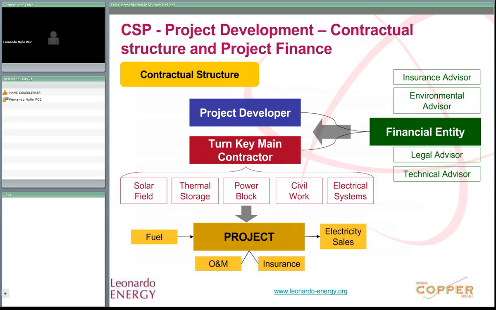The project developer agrees with the turnkey main contractor the construction of the project. Then the financial entity has a hand on the project developer, but has the main guarantees from the turnkey contractor. So the turnkey contractor has to be a solid institution, able to offer guarantees to the financial entity. The financial entity will check insurances, environmental issues, legal issues, and technical issues.